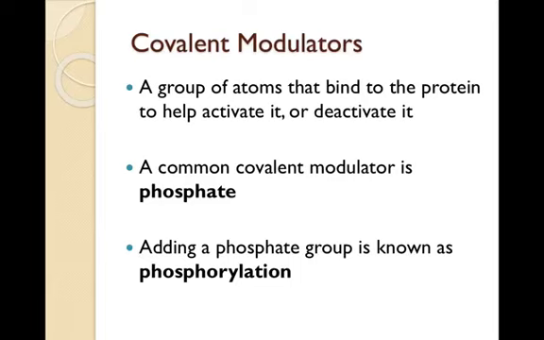The last type of way that proteins get activated or sometimes inactivated are through things called covalent modulators. These are generally permanent changes within a protein. And covalent modulators are atoms that bind to a protein to either activate it permanently or deactivate it permanently. The most common and well-known covalent modulator is phosphate. Adding a phosphate group to a protein is something called phosphorylation.